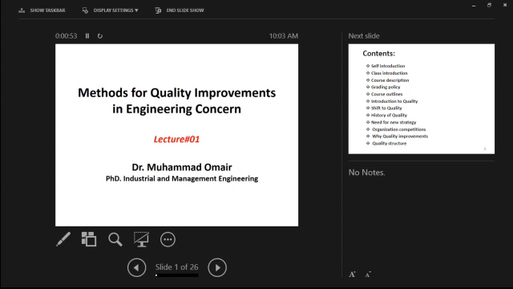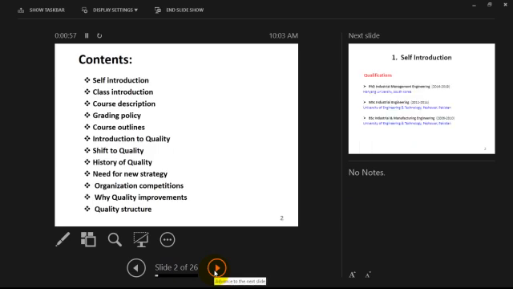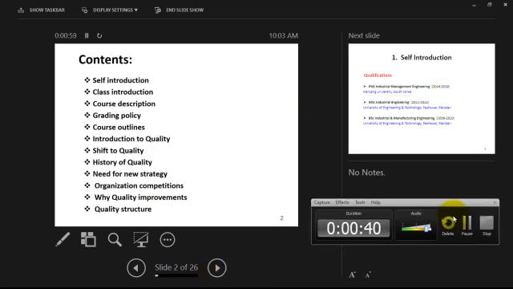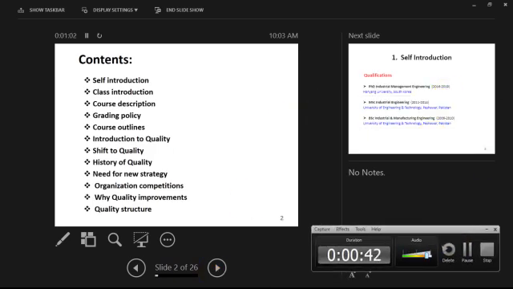Before going into detail, the contents of the presentation are: first of all, I will introduce myself in a detailed way, then class introduction, course description, a little bit about the course, the grading policy which we will adopt in this subject, course outline, and the topics which we will be covering in 16 weeks during this course.